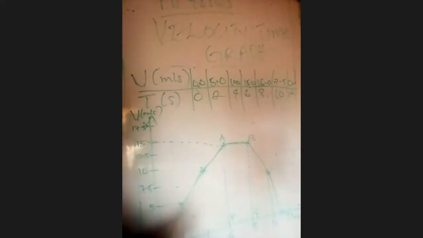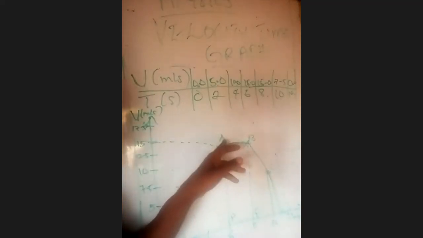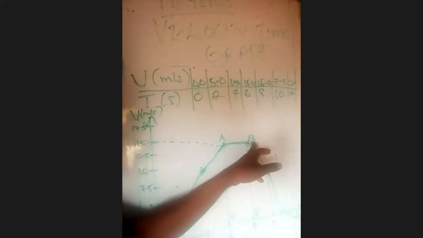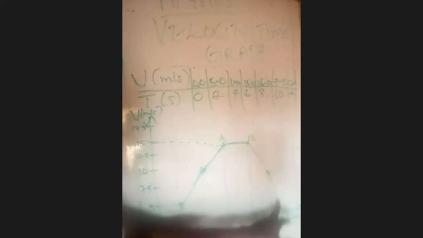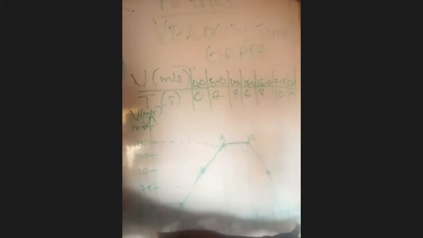So do not get twisted. When the body maintains uniform velocity at 15 meters per second, we call it A. When it maintains uniform velocity of 15 meters per second at 8 seconds, we call it B. Now, when the body is trying to go to rest, at 7.5 meters per second velocity and 10 seconds, we refer to it as C. And when the body is at rest, we refer to it as D.